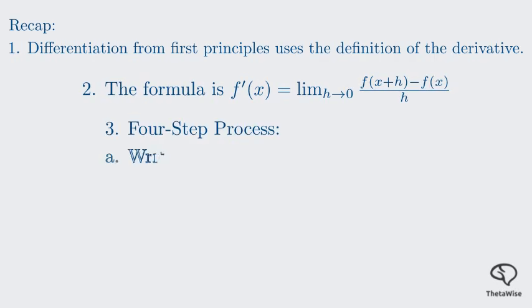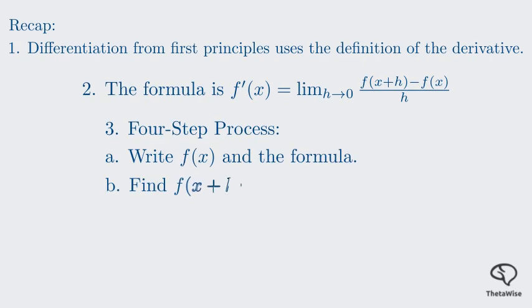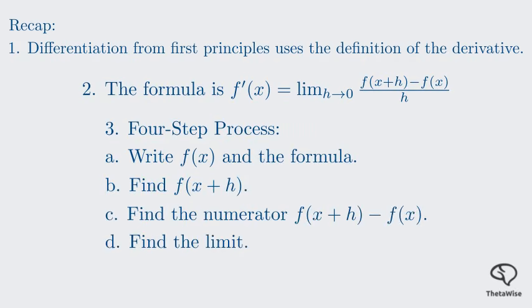First, write down the function and the formula. Second, expand and simplify f of x plus h. Third, calculate the numerator f of x plus h minus f of x. And fourth, factor and cancel h, and then find the limit by substituting h equals 0. A key takeaway is the expected pattern. All terms not containing h should cancel in step 3, and h should always be a common factor in the numerator in step 4.